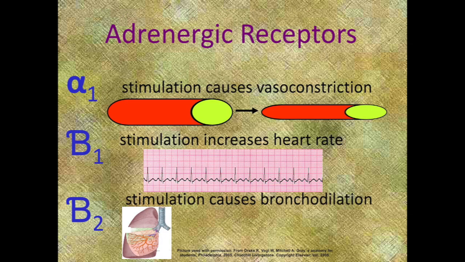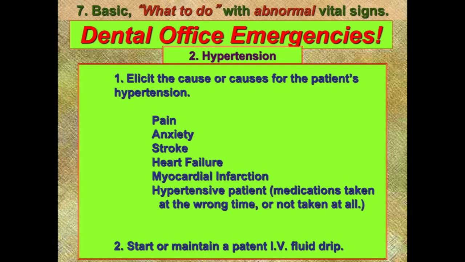do. Alpha 1 is going to, when stimulated, squeeze the arterial in the artery. Beta 1 is going to increase heart rate. Beta 2 is going to cause dilation of the bronchi, which is really good for the lungs. We want those bronchi wide open. So for these patients, as we said, we treat them differently. We have different meds that you learn to use for each of the emergencies in hypertension.